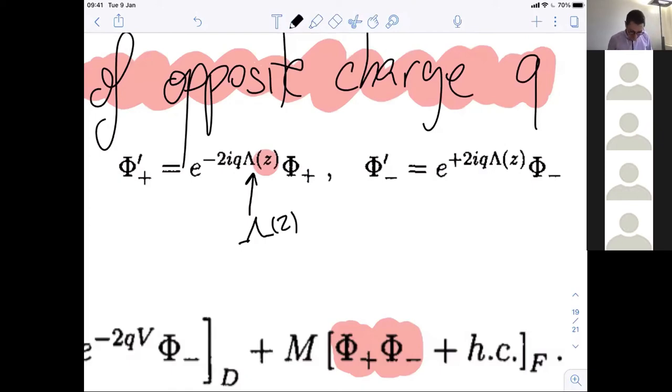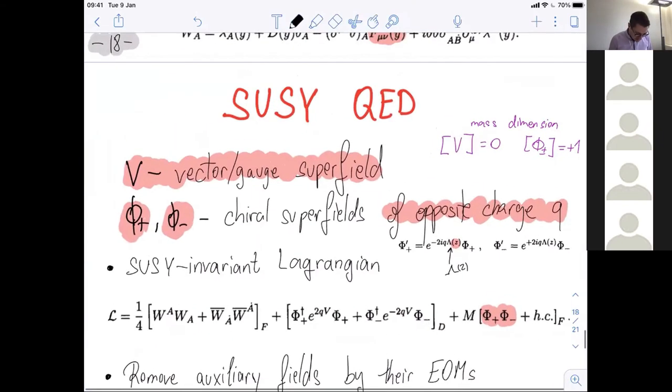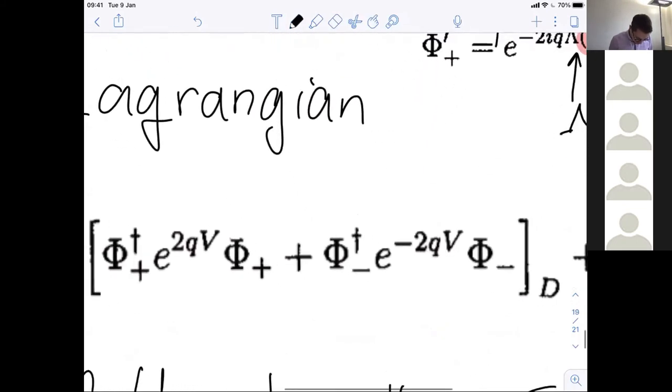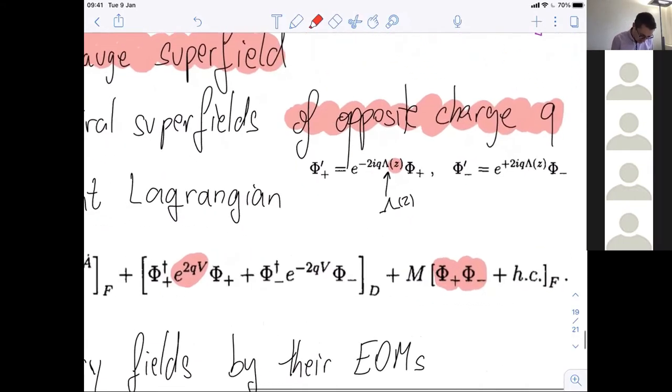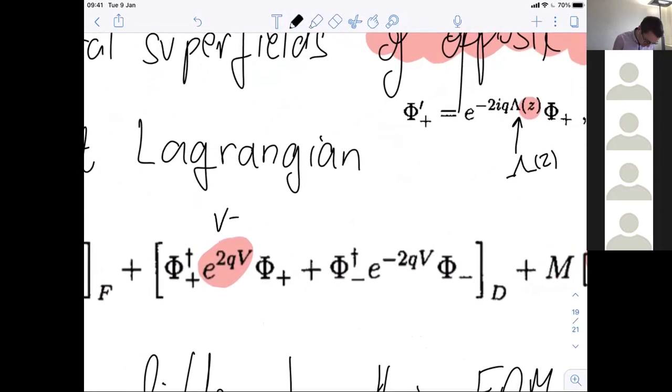So this term is invariant, and in our Lagrangian, we take the F term of this, okay? We want to have a SUSY and gauge invariant Lagrangian. This term here, in order to make phi dagger phi gauge invariant, we need to put in the connection, we have to put in the vector field. Remember, the vector field transforms in the exponent. It transforms as V plus i lambda minus i lambda star.